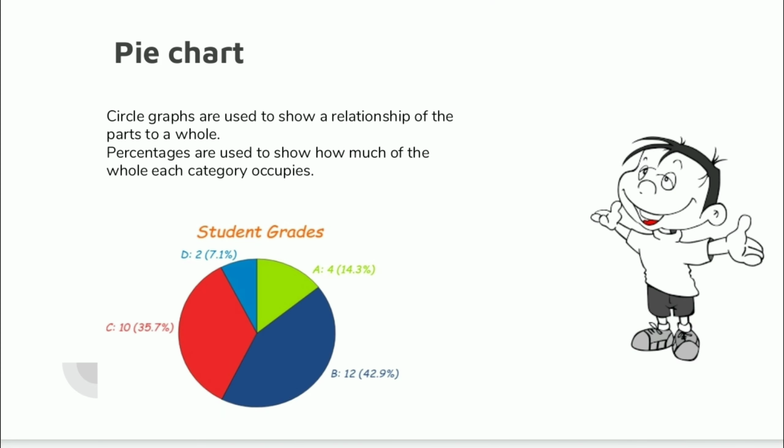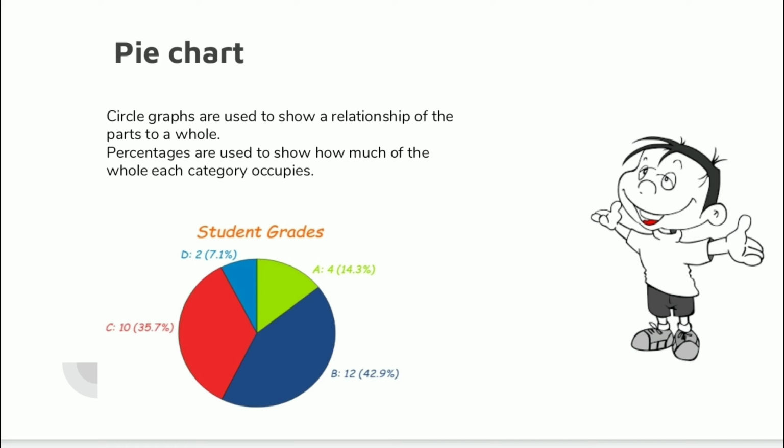Okay, now we're at our final graph, and this one is different because of its name. It's called a pie chart. Not a pie graph, but a pie chart. And usually persons may see pie chart and say that's not a graph because it doesn't have graph in its name, but that does not make it less of a graph. Alright, so let's talk about our pie charts. They are used to show a relationship of the parts of a whole.